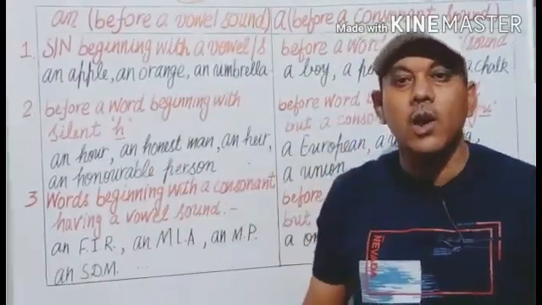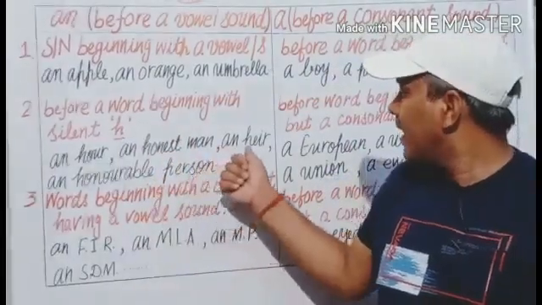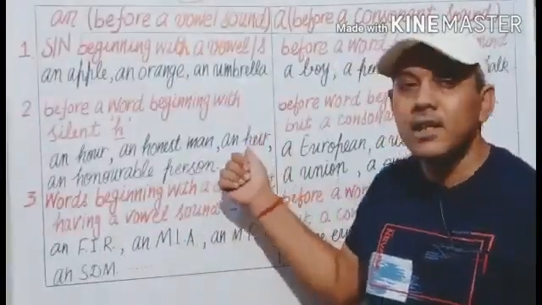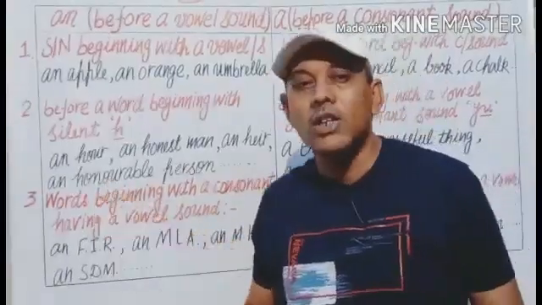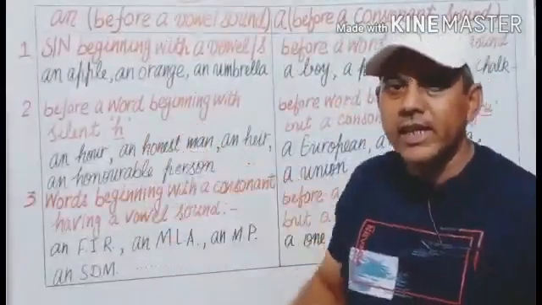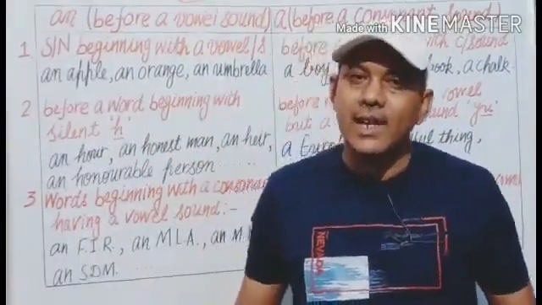Honest, not honest. H is also silent here, and heir, air, not here. Honorable, not honorable. Pay attention to the pronunciation of these words. In these words, H is always silent.